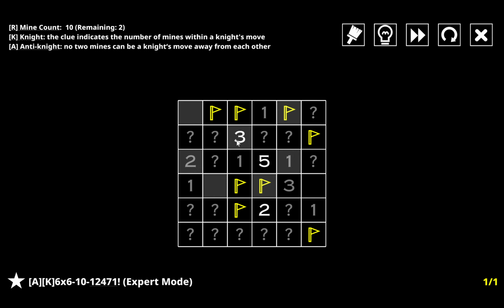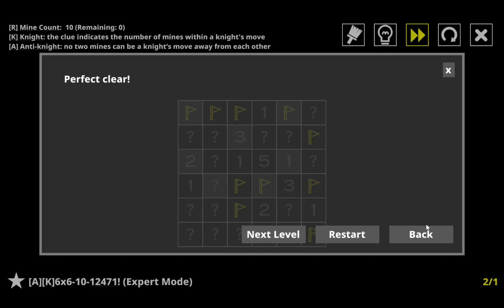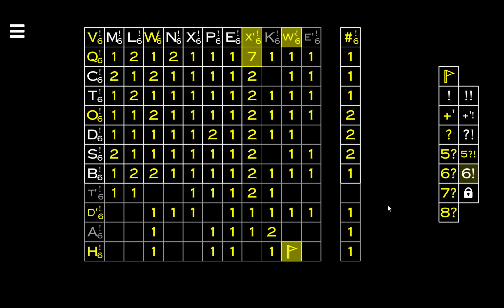One of them must be around this 3, one of these 2. So we know that this one over here is a mine, so there we go. That finishes that puzzle, and I think that we're going to go ahead and call it good for this video.